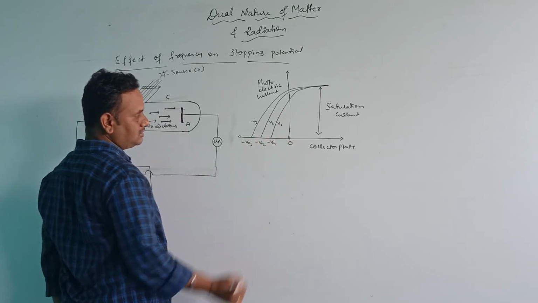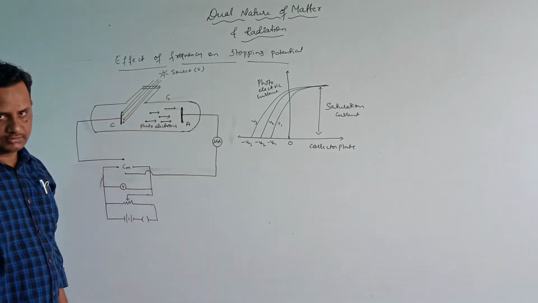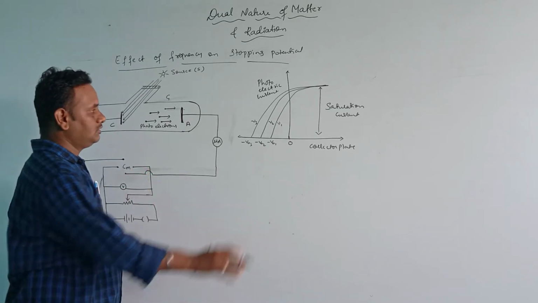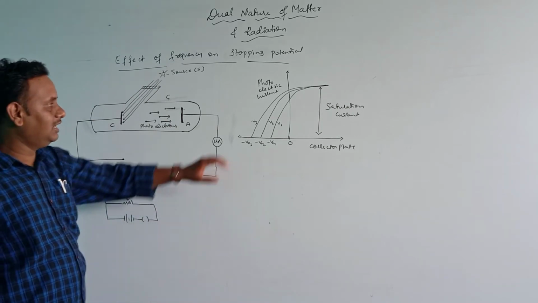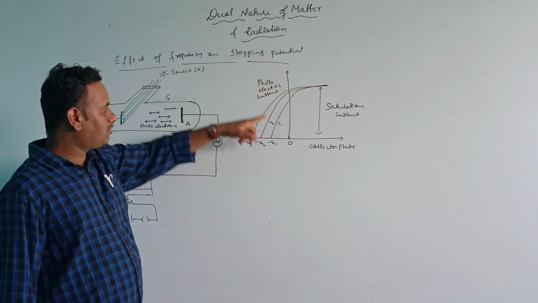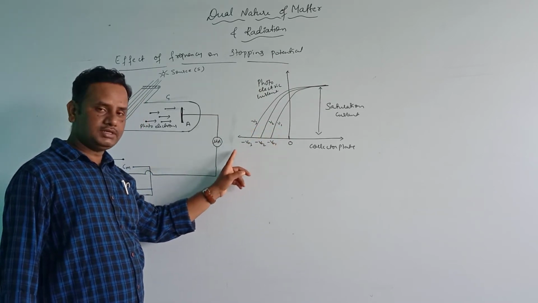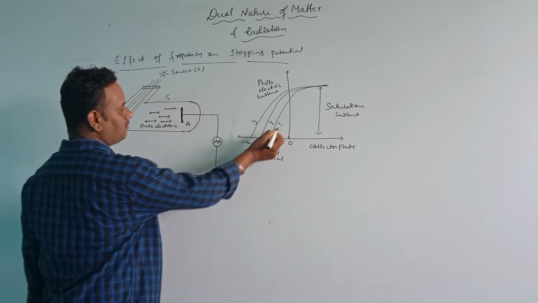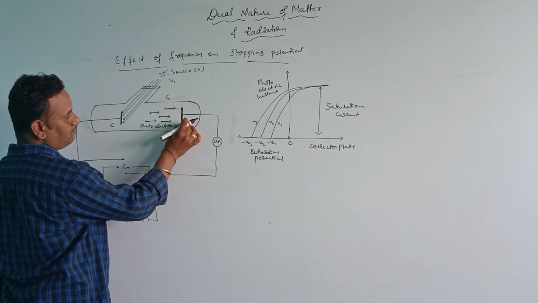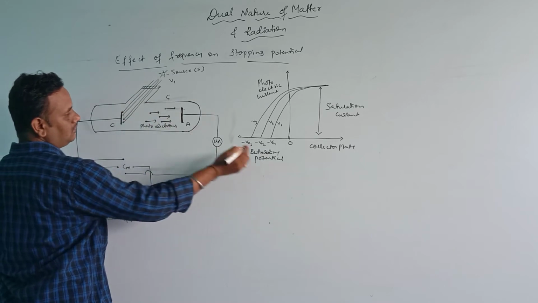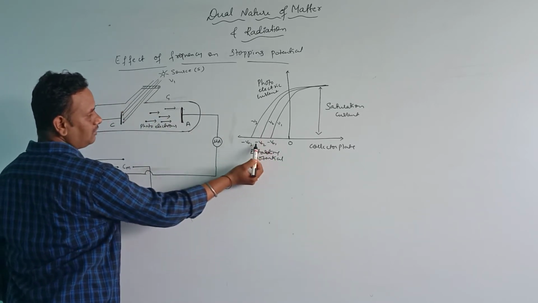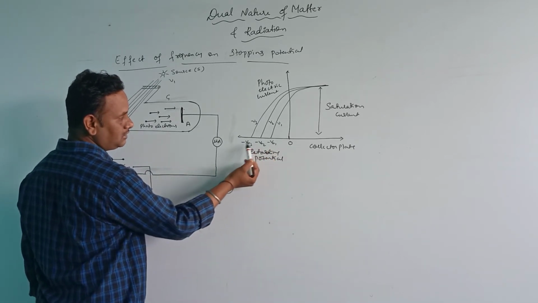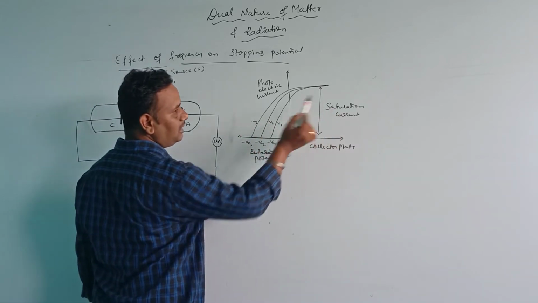For all three different frequencies, we have different stopping potentials, but the saturation current is independent of frequency. For different frequencies we have different stopping potentials, which is called the retarding potential. For the first frequency, nu1, we have the stopping potential V0 volt; for the second frequency, V0 volt; and for the third frequency, V0 volt. So for the three different frequencies of incident radiation, we have three different stopping potentials, but the saturation current is independent here.